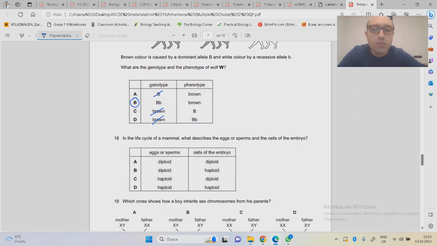The life cycle of a mammal: what describes the eggs and sperm cells and cells of an embryo? Guys, cells of the embryo develop from the zygote by mitosis, so they will be diploid. But egg and sperm cells are gametes made by meiosis. So the answer in here is first one is haploid, second one is diploid, it's C.